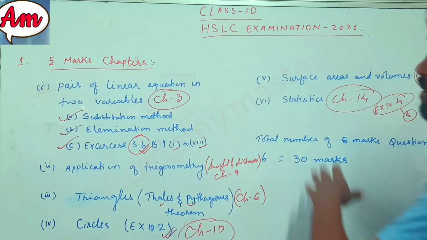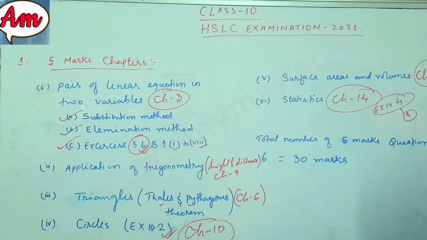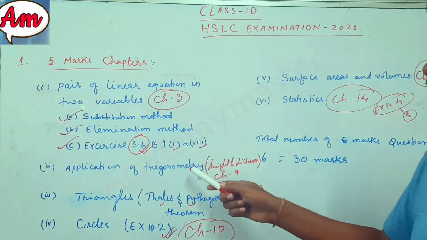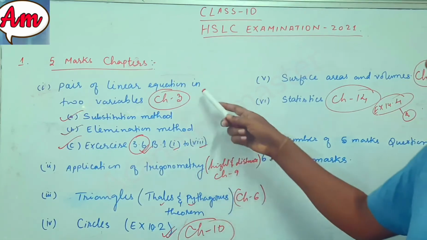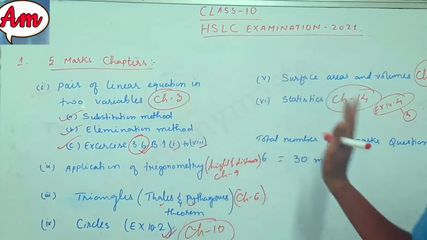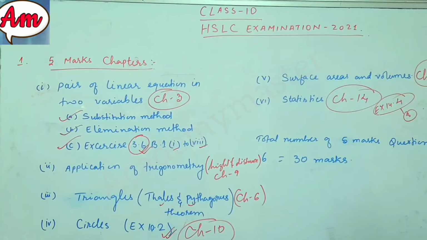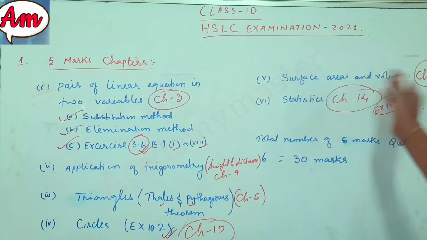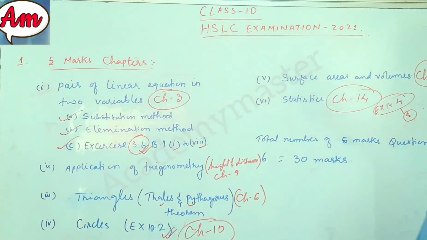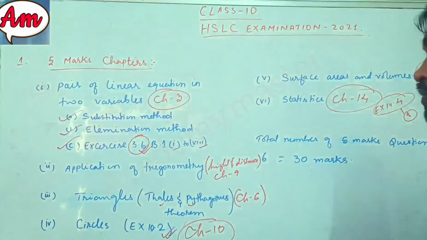So these are the 6 chapters from where you will be getting 5-mark questions in your board exam 2021. If you practice these 6 chapters properly, the total marks you are getting is 30 marks. Chapter 9 consists of only 1 exercise, pair of linear equations, 3 things you have to practice, nothing else to touch. In triangles you have to practice 2 theorems, Pythagoras and Thales. In circles you have to practice 1 exercise. Surface area and volume, of course, you have 2 or 3 exercises. And statistics, I told you, exercise 14.4, beside that also some exercises you need to practice.